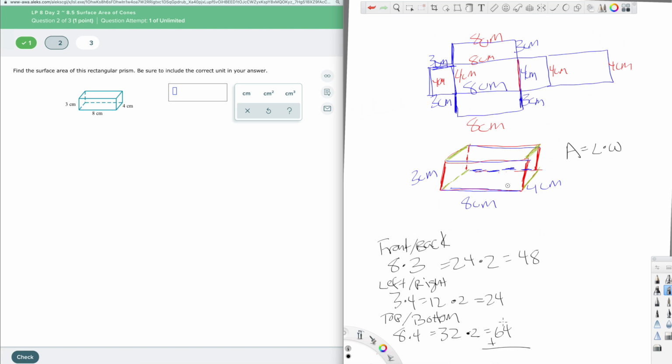So I'm going to have 8 and 16, because 8 plus 8 is 16. 4, 5, 6, 7, and then 7 plus 6 is 13. So 136, and this is going to be centimeters squared, not cubed.